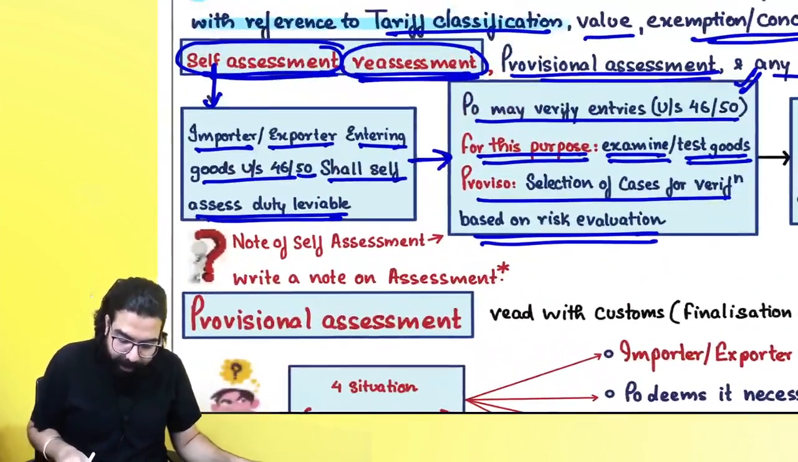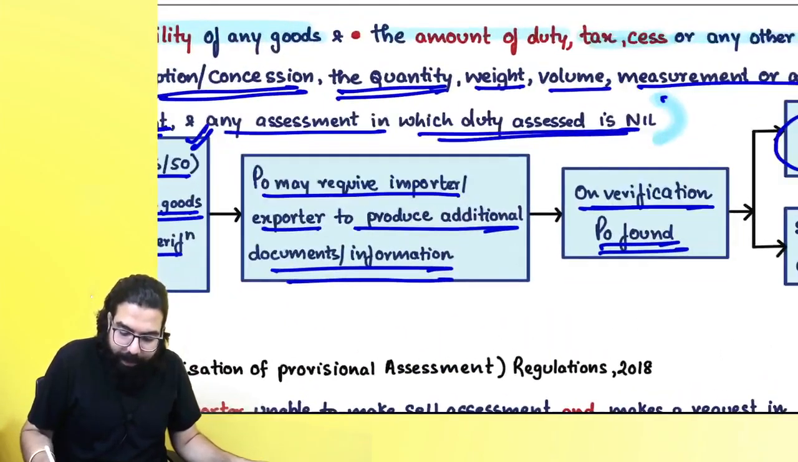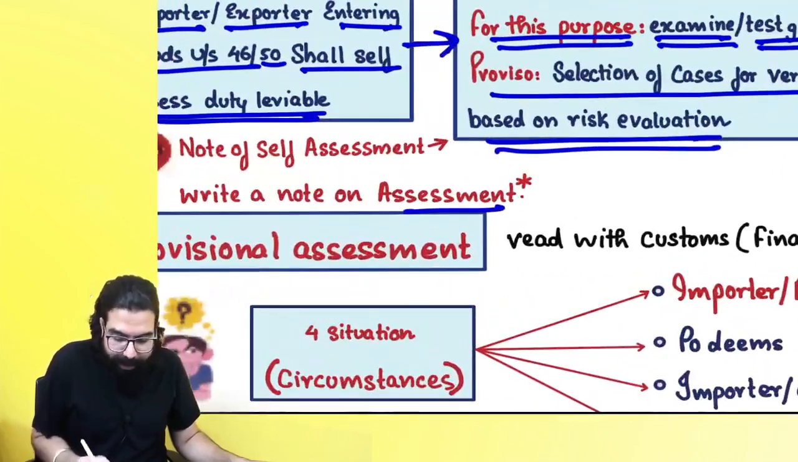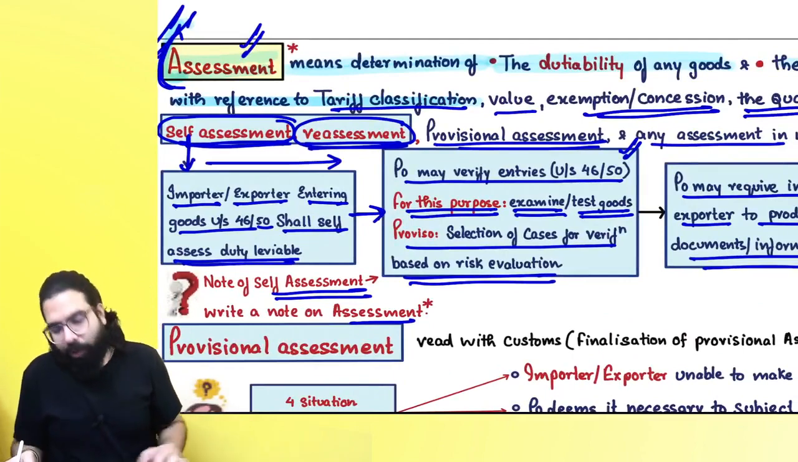Now the next one over here, exam question. Write a note on assessment. Please remember, from here till here is a note on assessment. Exam question, write a note on self-assessment. So beta, this flow chart which I have told you, this you can write.